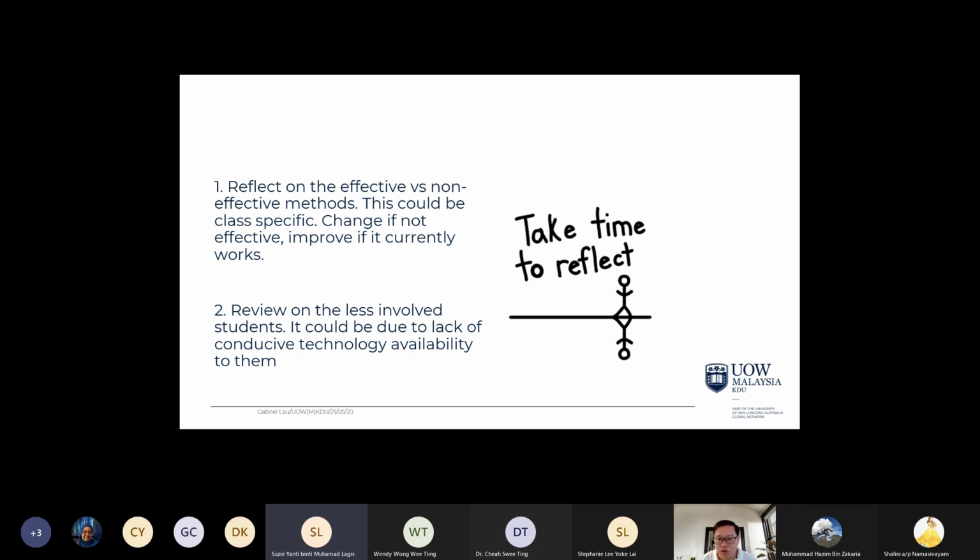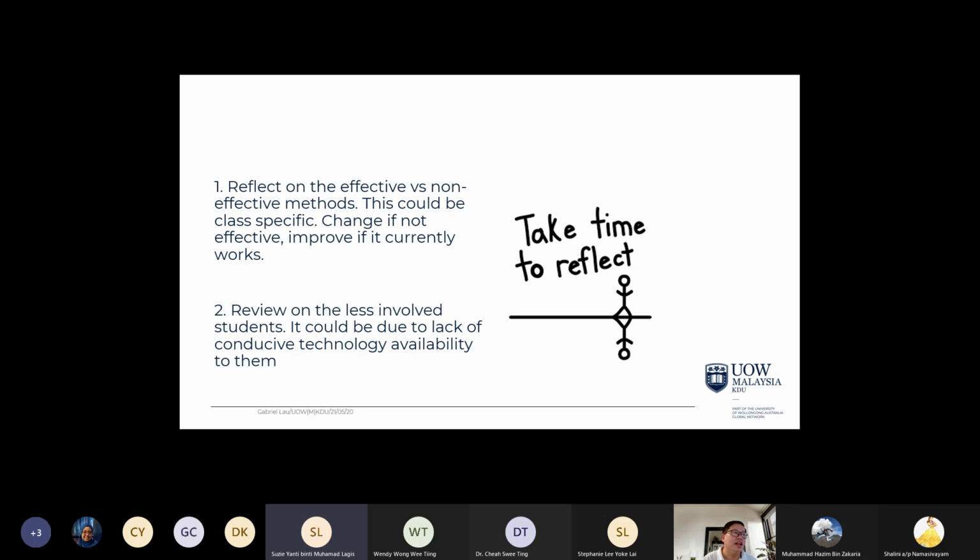No one method can use for all classes. Certain methods, this class effective, good. Certain methods, this class not effective, cannot. So you may want to evolve, change the method. Not effective, change. If it is currently good, this method sudah baik, you may want to improve. How can I further improve on it? What kind of videos I can furtherly enhance over it? Maintain it and improve on it. This is what it is.